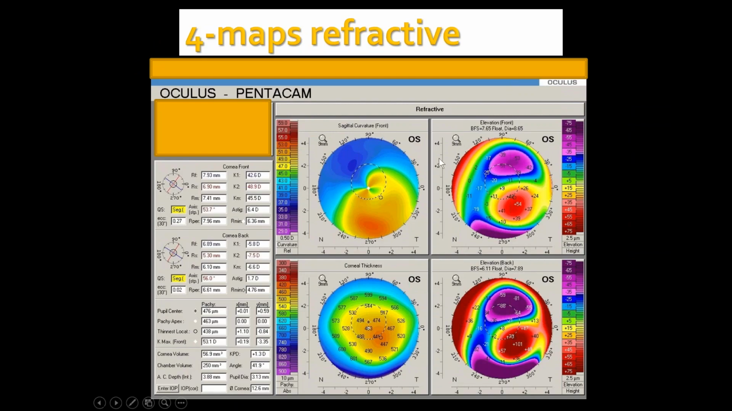As we see in this example of a more advanced case of keratoconus, one of the things that we also note is in true keratoconus, we see excessive elevation on the front of the eye, but when we compare it to the back of the eye, the back always has more elevation than the front of the eye.